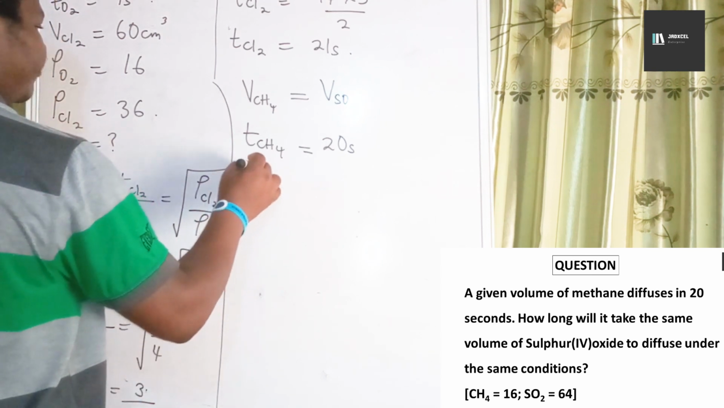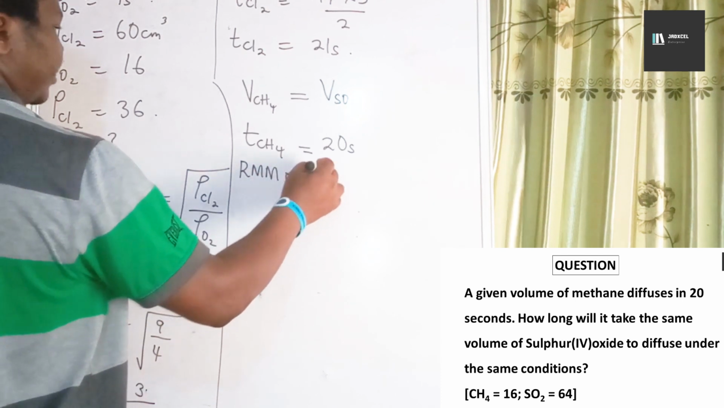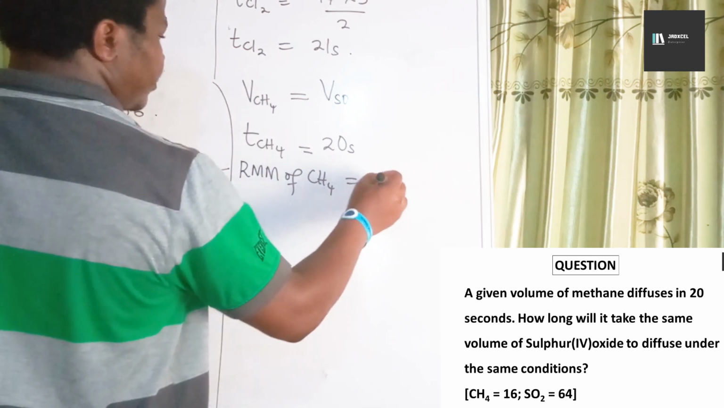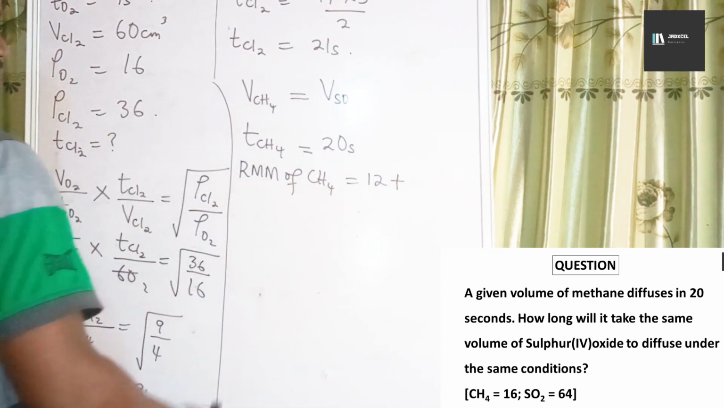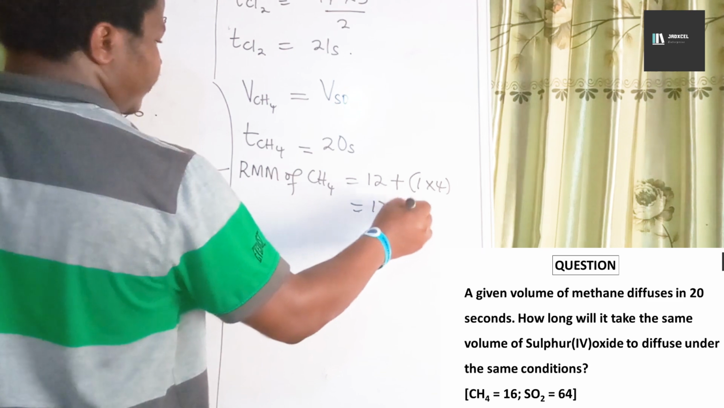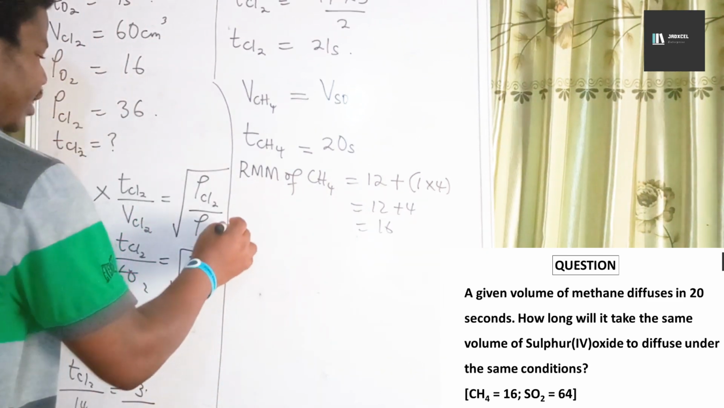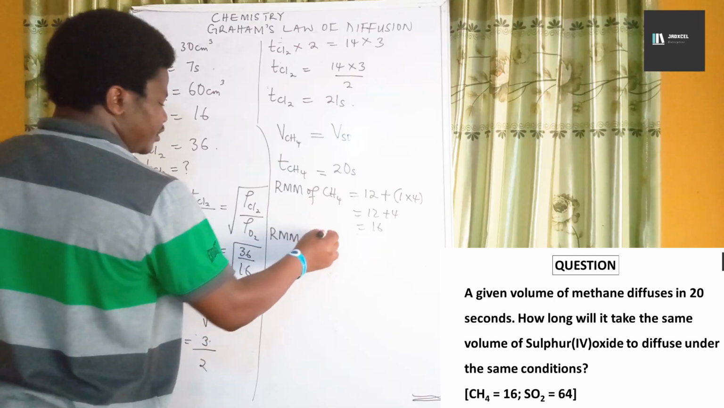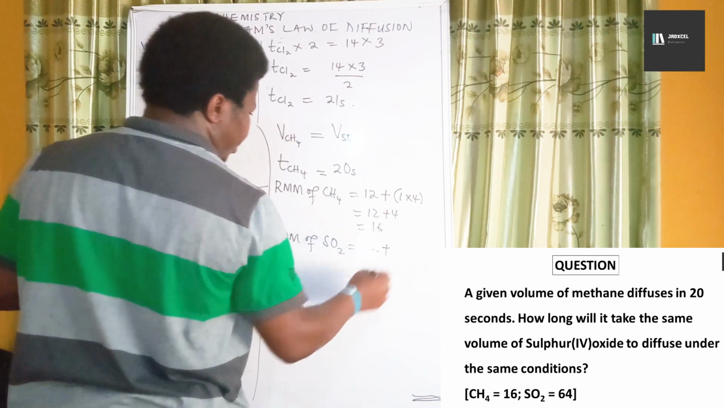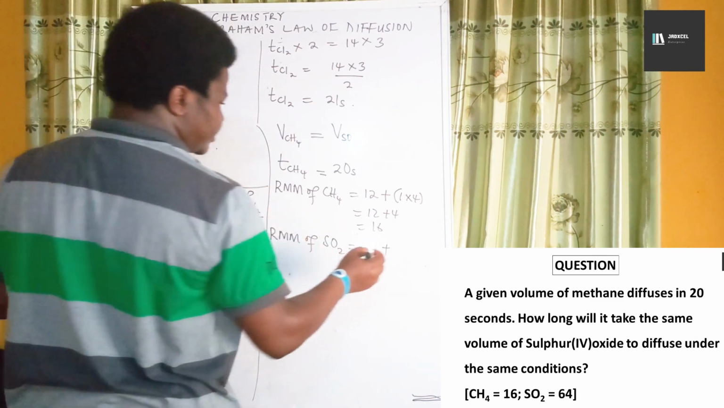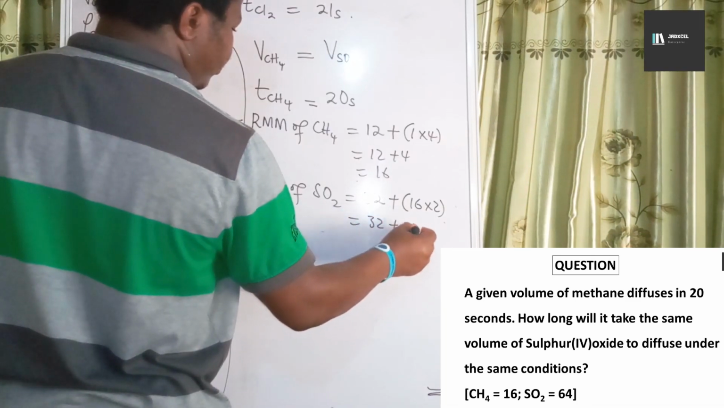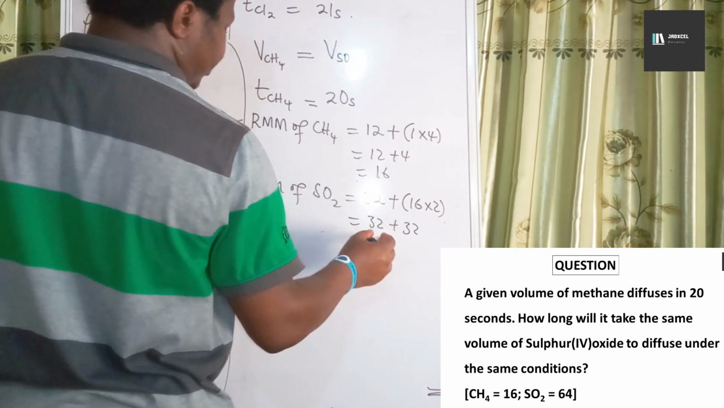So we need to know the relative molecular mass of methane. As you know, the atomic mass of carbon is 12 plus hydrogen is 1. So we have 4 atoms of hydrogen here, so we say 1 times 4. So that will be 12 plus 4, which is 16. Then we need to calculate the relative molecular mass of sulfur IV oxide. The atomic mass of sulfur, as we know, is 32. And we have 2 atoms of oxygen here, of which one is 16, so 16 times 2. So that is 32 plus 32. So the relative molecular mass of SO2 is 64.